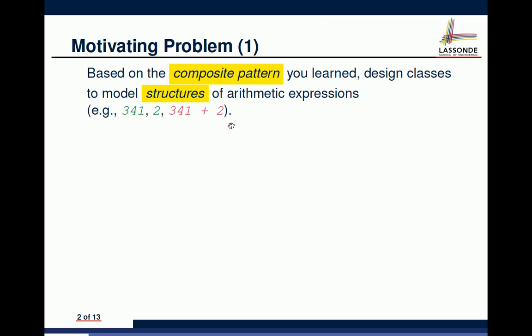Let's say we want to support expressions, simple expressions. It can either be a number, let's say only a positive number. That's not a complicated matter. It can be 341, it can be 2, or it could be an addition of numbers. So now, based on what you learned previously, what should be the design? First of all, how many classes?